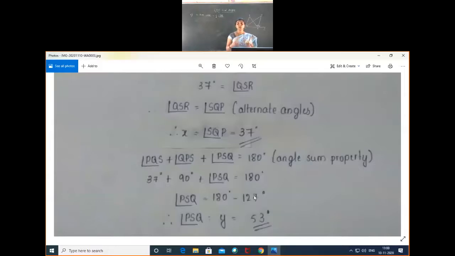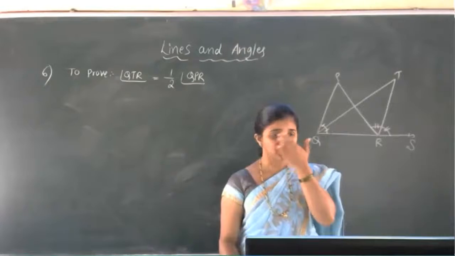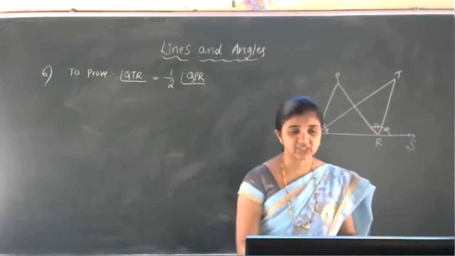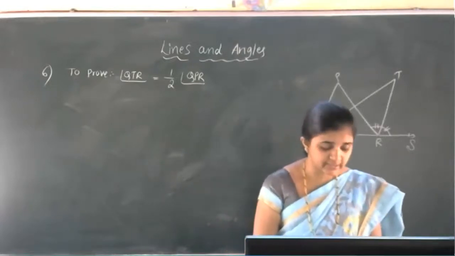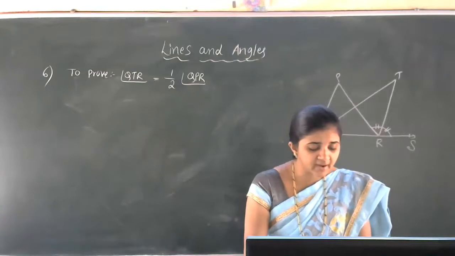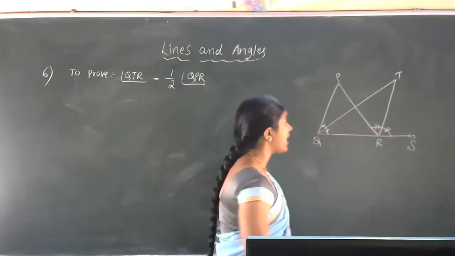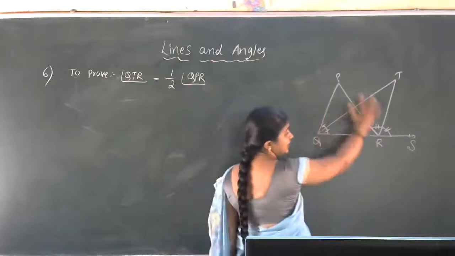So now we have reached the last problem of the last exercise. Is that clear? Okay, so now we'll discuss the last question. Just observe the textbook. I'll read the question first. In the figure, side QR of triangle PQR.